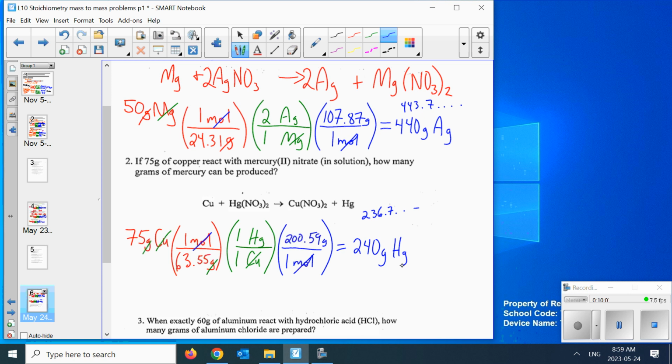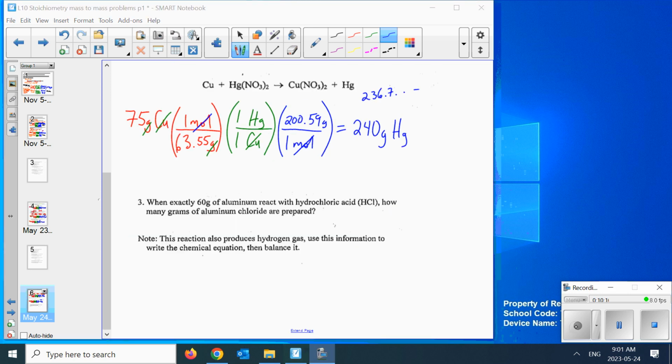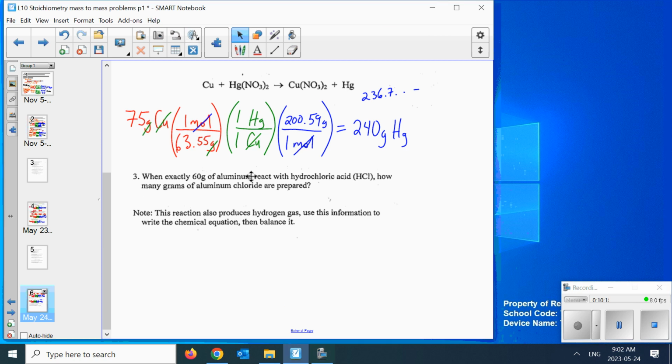Well, I'll pause the video for a second here. Last one. 60 grams of aluminum reacts with hydrochloric acid, that's HCl. How many grams of aluminum chloride are prepared? It also produces hydrogen gas, and we're going to write the chemical equation and balance it. So I read this: 60 grams of aluminum. I haven't changed the color, just keep it consistent.